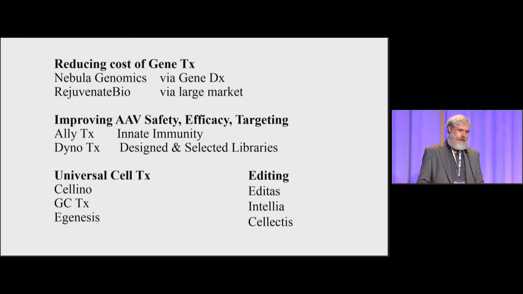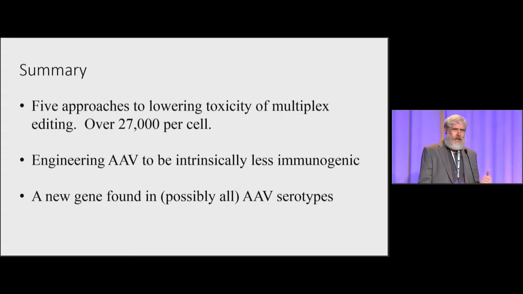This is a summary. I'll mention this again at the end. In case some of you are narcoleptic, the way I am a narcoleptic, I hopefully will make it through the talk, though. So we have five approaches to lowering toxicity of multiplex editing. I'm going to try to convince you that it is worth thinking about multiplex editing. There are some examples of it already that are in clinical trials where you edit multiple genes. But the punchline here is we've now done 27,000 edits in one human cell.